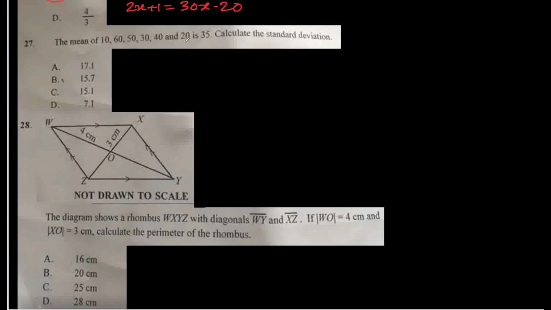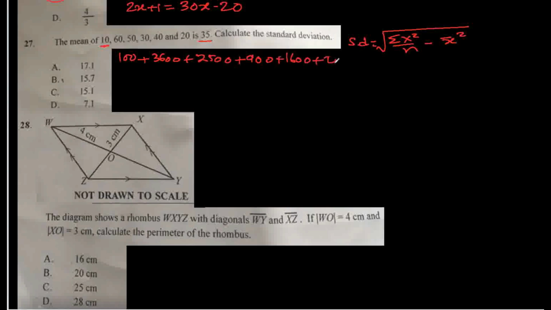The mean of these numbers is 35. Calculate the standard deviation. So the formula for standard deviation is the square root of sigma x square over n minus the mean square. Okay, so we have to square each one of them. That means 10 square is 100, and sigma means add them. So we will add all of them. 60 square is 3600, 50 square is 2500, 30 square is 900, then 40 square and 20 square.